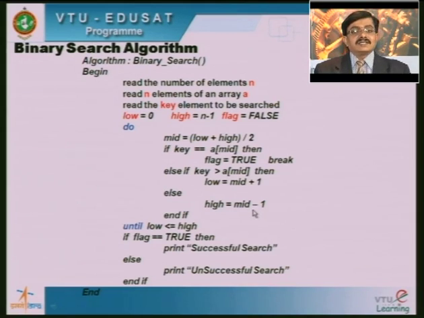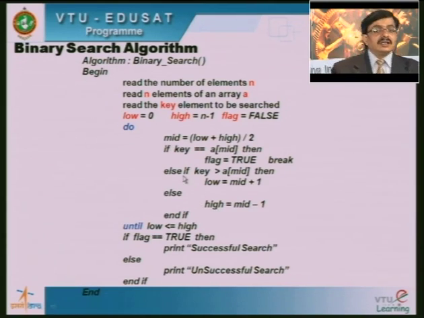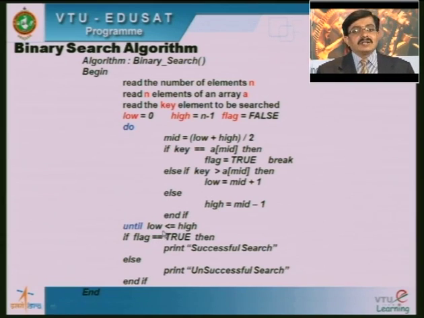So when key is greater than a of mid, low is equal to mid plus 1. Else, obviously key has to be lesser than a of mid, so high is equal to mid minus 1. We keep repeating this until low is less than or equal to high. Once you come out of the loop, if flag is equal to true we say successful search, otherwise we say unsuccessful search.